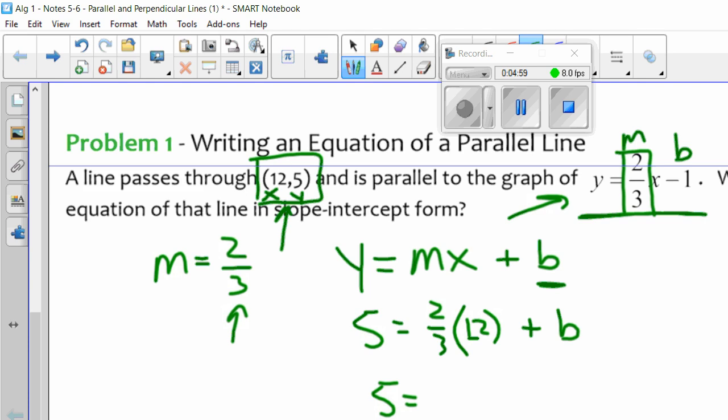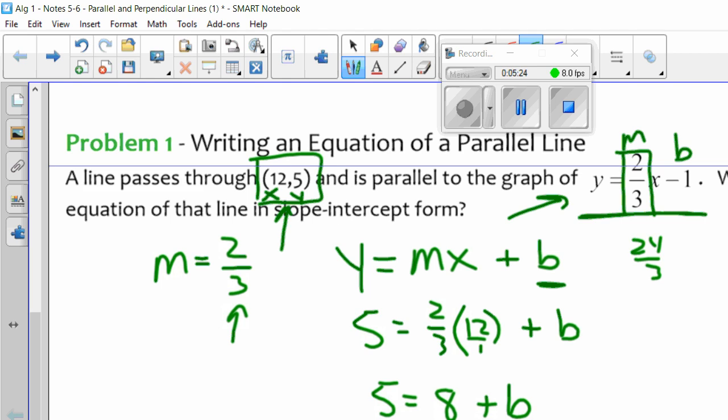So 2 over 3, remember I'm multiplying that, so 2 times 12 is 24. 3 times 1 is 3. 24 over 3, does that reduce? Yeah, it does. It reduces to 8 plus b. How do you solve for b? I'm going to subtract 8 from both sides. And I get b is -3.